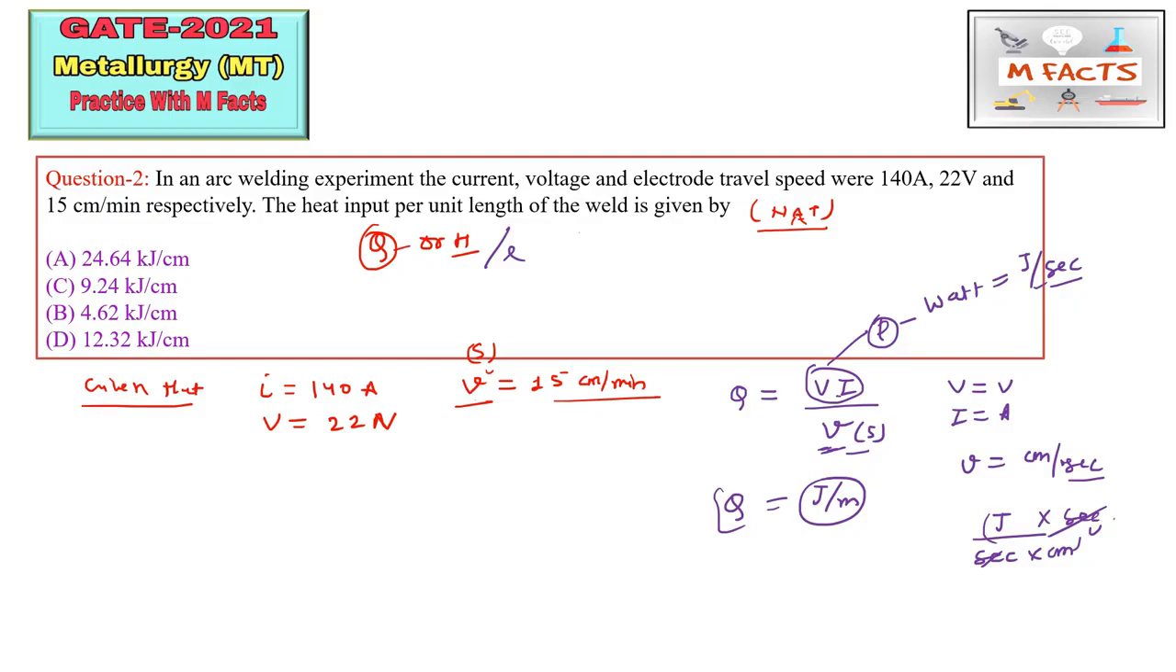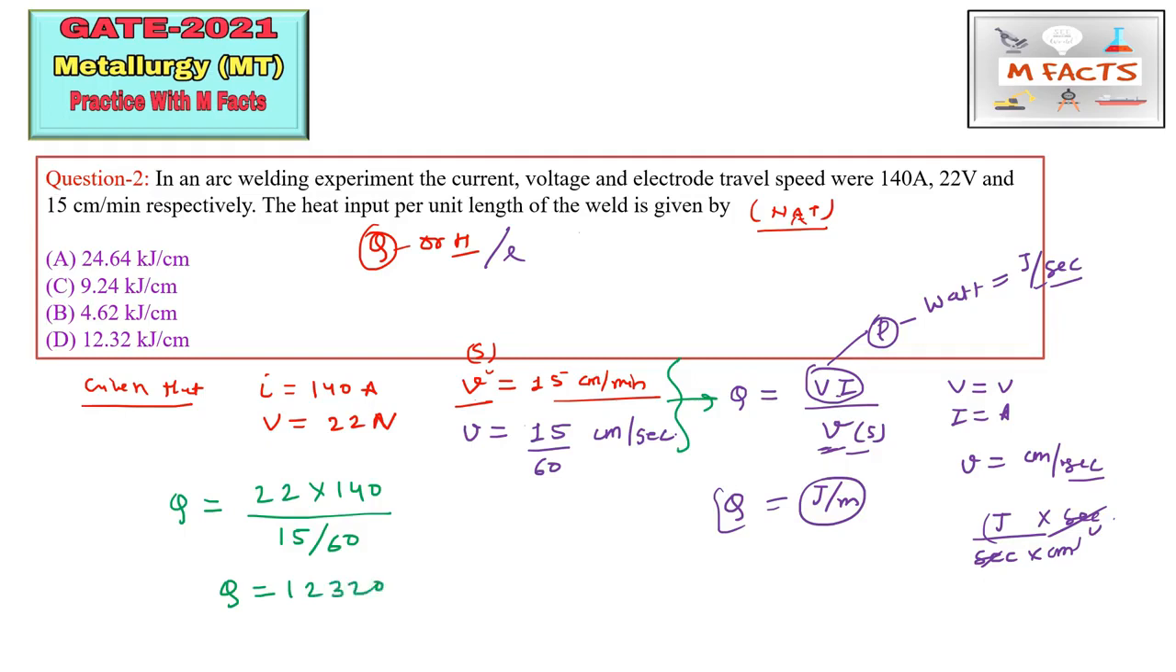So for cancellation purpose, for unit balancing, you need to change that minute into the second. So we will change this centimeter per minute into centimeter per second. So 15 by 60 if we do, that will convert into centimeter per second. Now we will put all these values in the given equation and we will try to find this Q. So Q is equal to V, that is 22, and I is equal to 140, and V, welding speed, is 15 by 60.